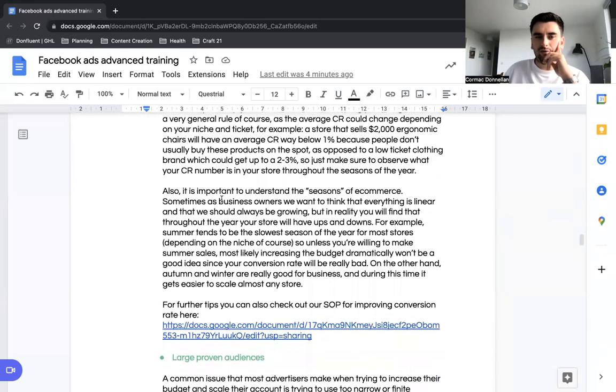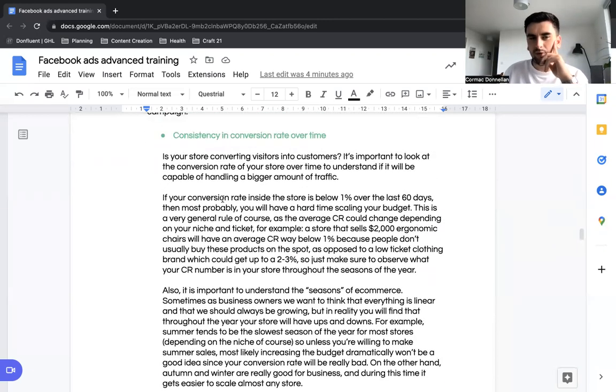So is your store converting visitors into customers? It's important to look at the conversion rate of your store to understand if it will be capable of handling a bigger amount of traffic. If you look at a store that has 0.4% conversion rate, ultimately by us fueling it with more traffic, it's not necessarily going to equate to more profitability because the conversion rate is so low.